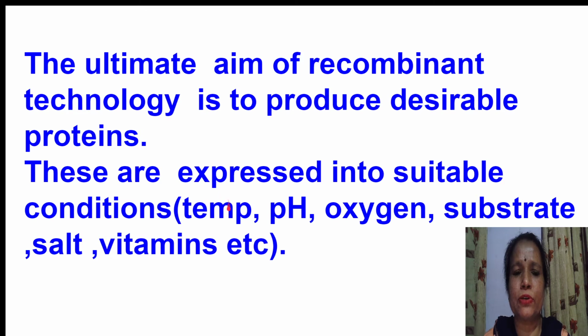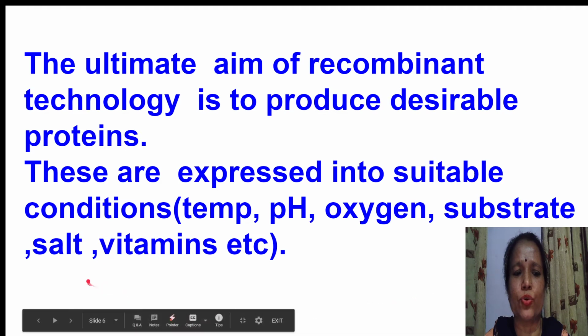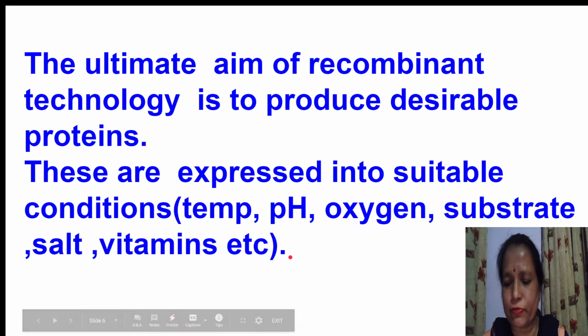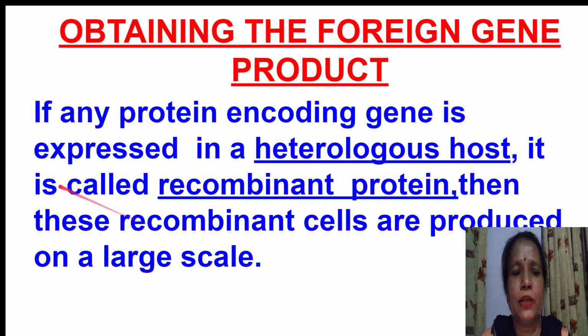These suitable conditions are proper temperature, pH, oxygen, substrate, salts and vitamins for its growth, and it will form several copies. Now, if any protein encoding gene is expressed in a heterologous host, it is called recombinant protein. The desired gene is expressed in the heterologous host. So, the host where it expresses itself will be known as heterologous host.